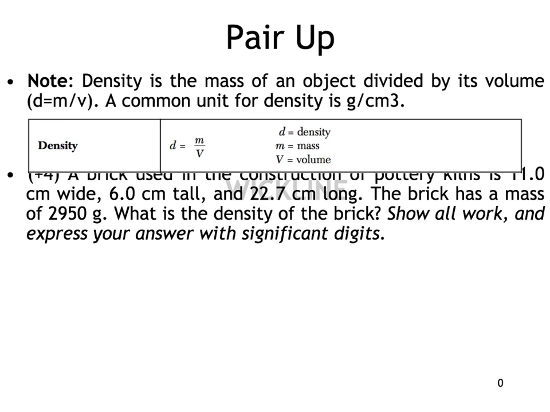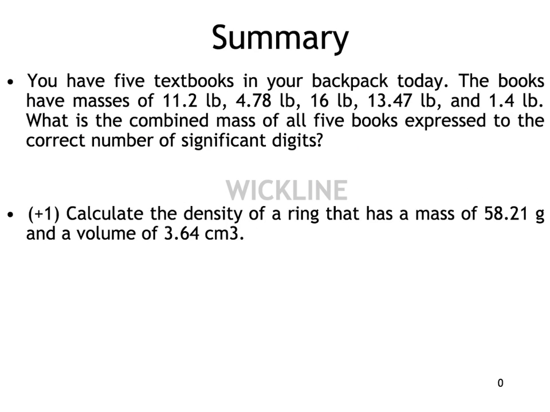Okay, at this point, I think that you are pretty much done with your Cornell notes for this lecture, but copy down this little data table. It's actually an excerpt from the reference table. And also copy down this question. It says a brick used in the construction of pottery kilns is 11.0 centimeters wide, 6 centimeters tall, and 22.7 centimeters long. The brick has a mass of 2950. What's the density of the brick? So copy down this question, and we'll work on it in class tomorrow. And I'll also ask you to copy down anything from the summary right here. So copy down these questions, and we'll work on these in class tomorrow as well.